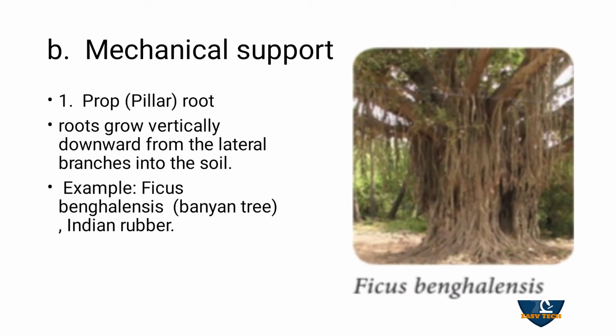Mechanical support. Prop roots or pillar roots. Example, Ficus bengalensis, the banyan tree. From the branches of the tree, the roots grow and act as a pillar. They grow from the lateral branches, the roots grow downwards and act as pillars. Example, Ficus bengalensis, banyan tree; Indian rubber is also one of the examples.